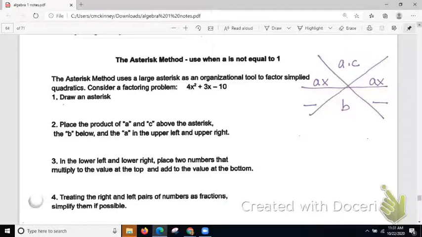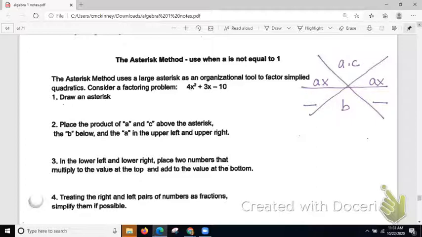Now I'm going to show you a second method. This method, I call it the asterisk method. I've seen it called the snowflake, other ways of saying it. In this method, we use this X with a line through it, an asterisk, as an organizational tool to help us solve this. It has much less writing than doing it by split the middle. There are a lot of the things that are the same.